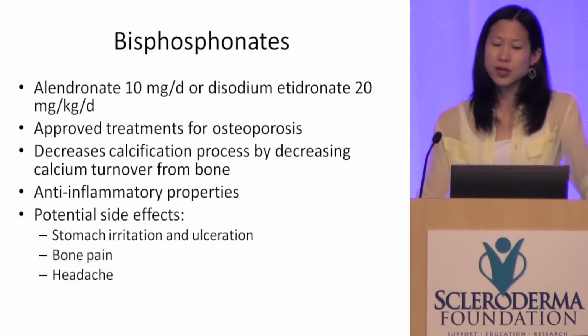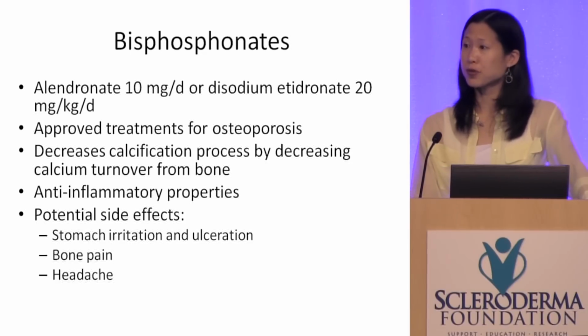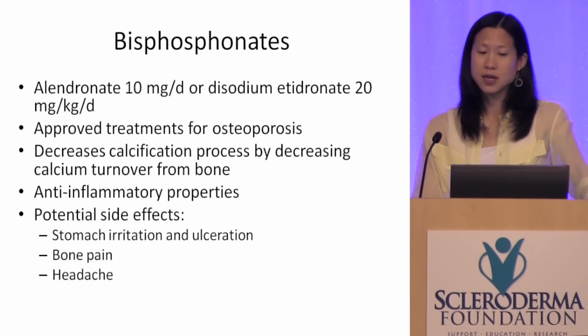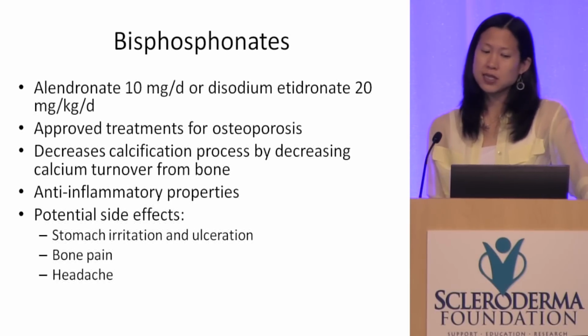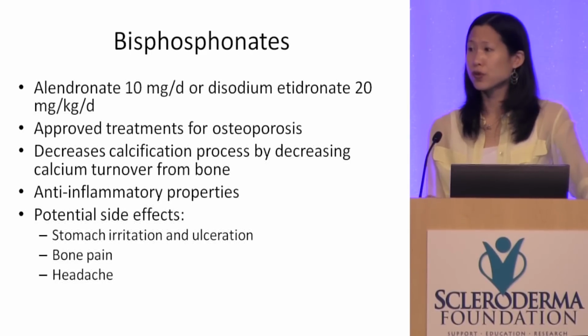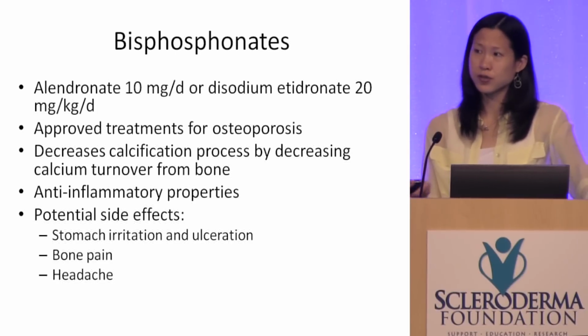Bisphosphonates are drugs that are approved for the treatment of osteoporosis. So alendronate, 10 milligrams a day, or etidronate, 20 milligrams per kilogram per day, are the approved doses and the doses that have been tried for calcinosis. So these are thought to work by decreasing the calcification process by decreasing calcium turnover from the bone. So keeping the calcium in the bone rather than in the bloodstream in order to calcify with phosphates and hydroxides.